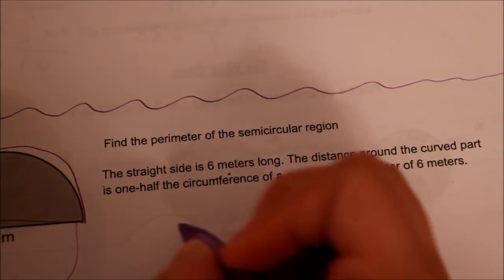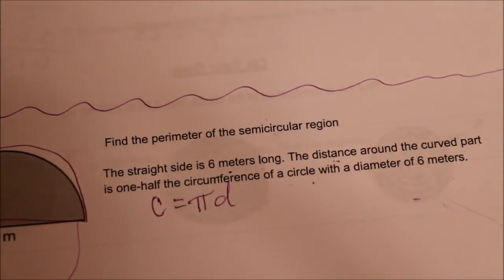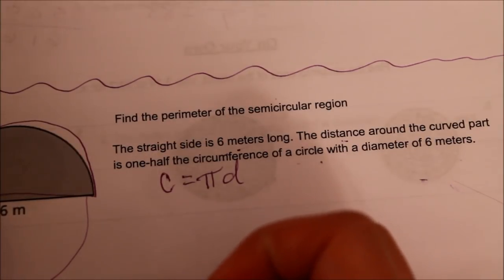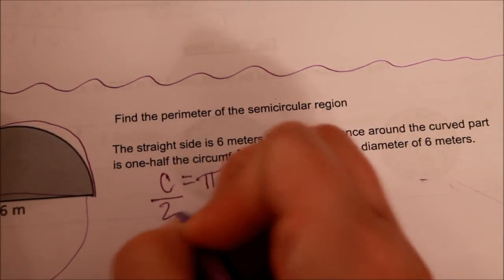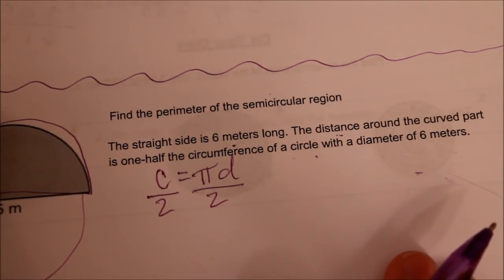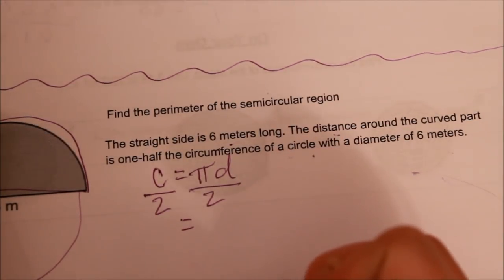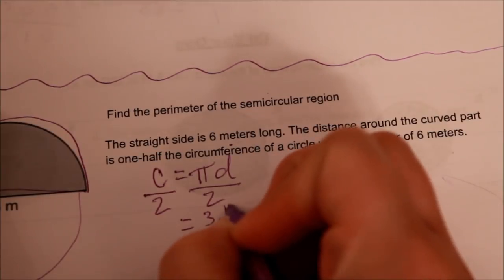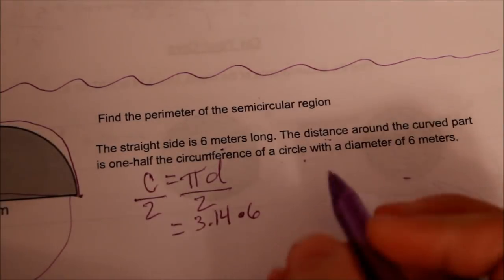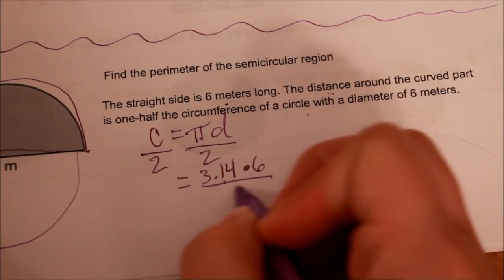So what I'm going to do, we know that the circumference equals pi times the diameter. All we're going to do with this one is we're going to divide the circumference by 2. So if we divide the circumference by 2, to keep it equal, we have to divide this side by 2. So now we're going to get 3.14 times 6, because our diameter is still 6. 3.14 is still that pi value, divided by 2.